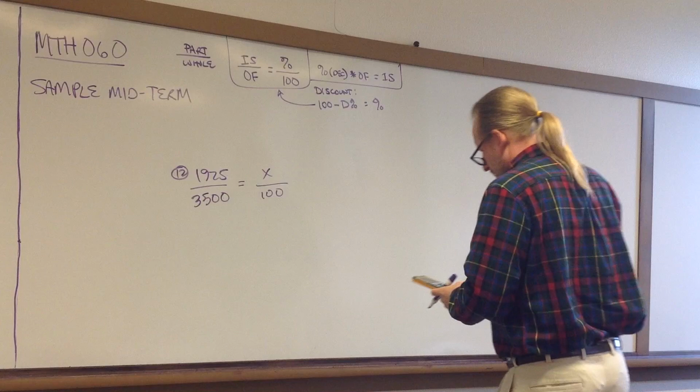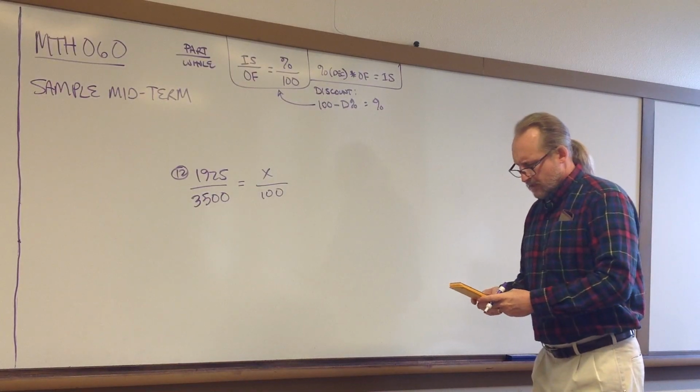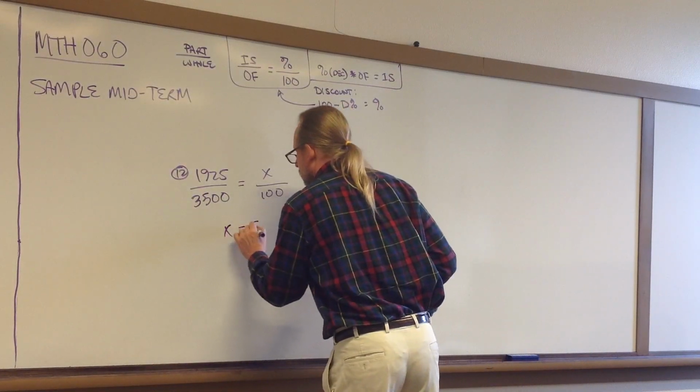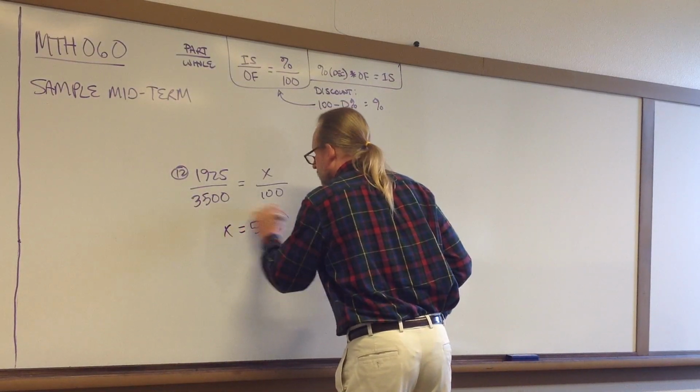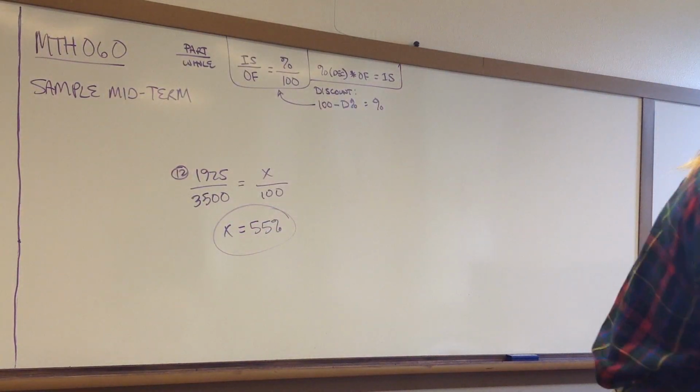All right, so 1,925 times 100 divided by 3,500, X is 55%. There we go. Okay.